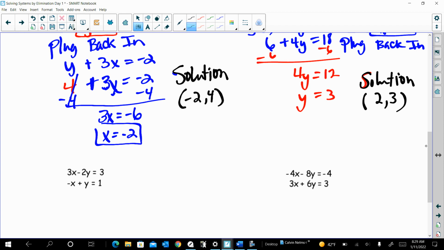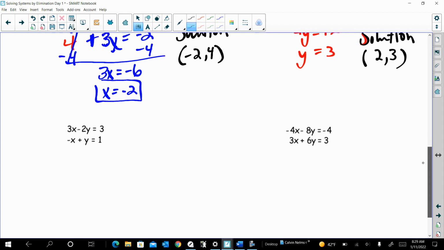All right, so let's look at the next one. We do not have an opposite, but if I multiply, I could create an opposite. Which term, the x or the y, could we create an opposite for? The x, because the 3x is positive, the minus x is negative, right? So what would you need to multiply this bottom equation by to make it an opposite? So close. What did y'all say?